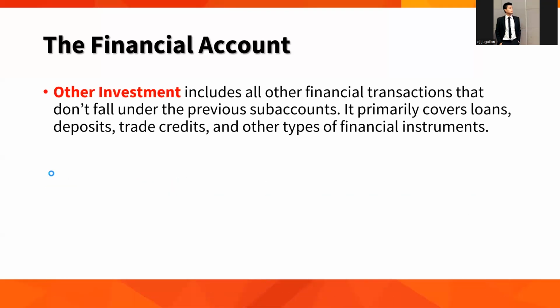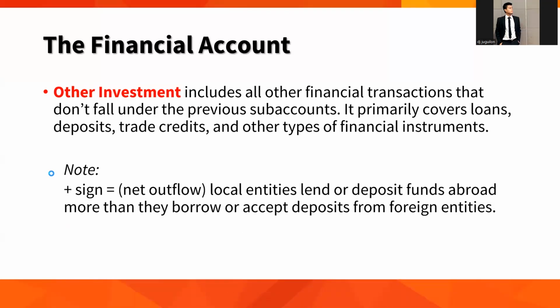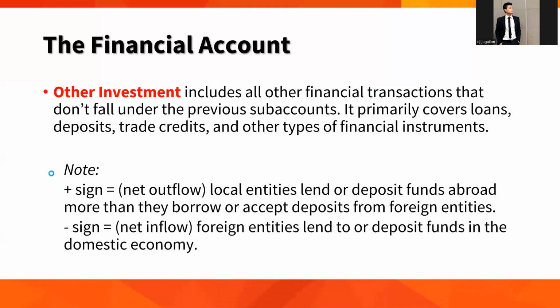Fourth is other investment, which includes all other financial transactions that don't fall under the previously stated sub-accounts. It primarily covers loans, deposits, trade credits, and other types of financial instruments. And if it is a positive sign, it represents a net outflow wherein local entities lend or deposit funds abroad more than they borrow or accept deposits from foreign entities. And if it is a negative sign, it represents net inflow, wherein foreign entities lend to or deposit funds in the domestic economy.